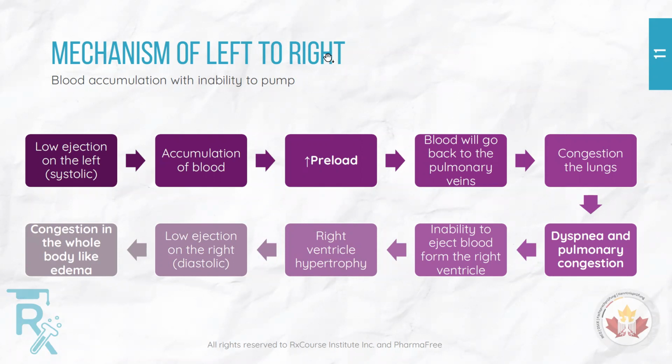So they are connected. Don't try to separate them from each other. High blood pressure, hypertension, will give systolic first, but systolic anyway will give diastolic. So don't say high blood pressure will only give systolic. Systolic itself will give diastolic, because left ventricle hypertrophy will give right ventricle hypertrophy. So they are connected together.